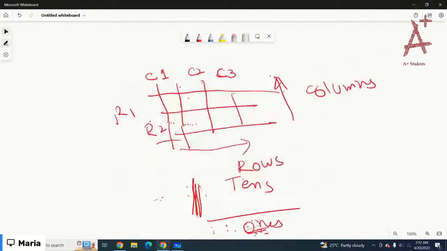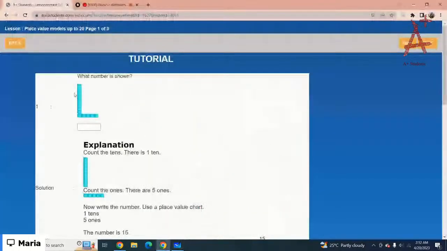Okay. Just look at this first model now. You have to count the horizontal ones, which represent the tens. When you count them, there are a total of 10 blocks. That means the digit at the tens position is 1. Now you can count the vertical blocks. There are 5. Got it? So 1 ten and 5 ones makes 15. Got it?